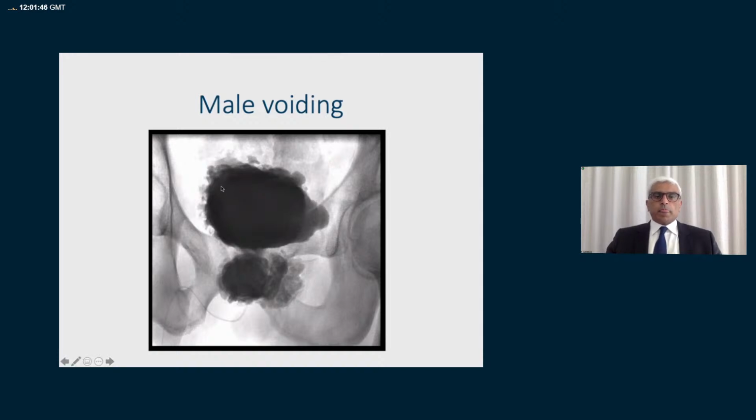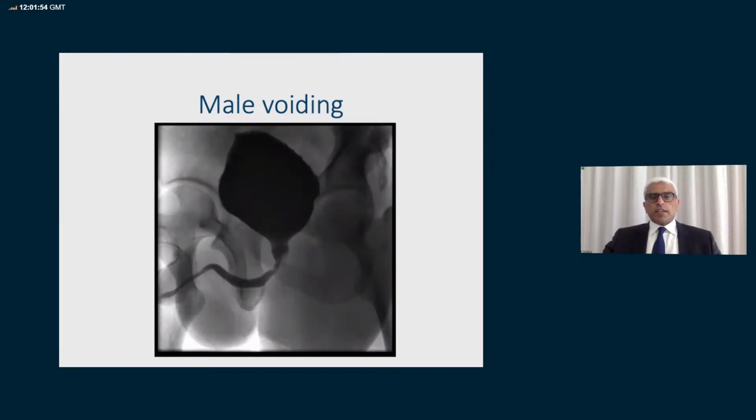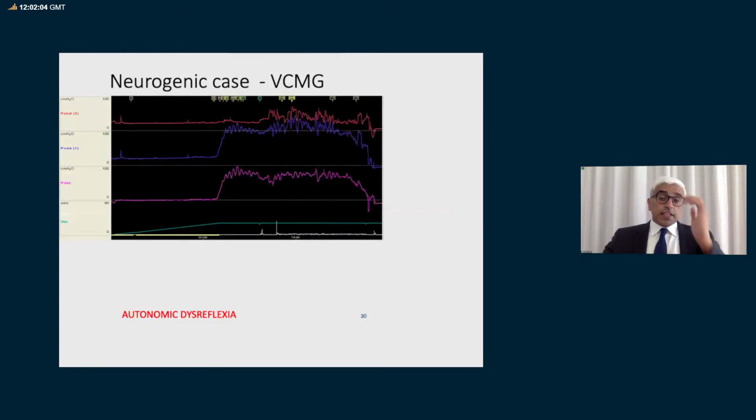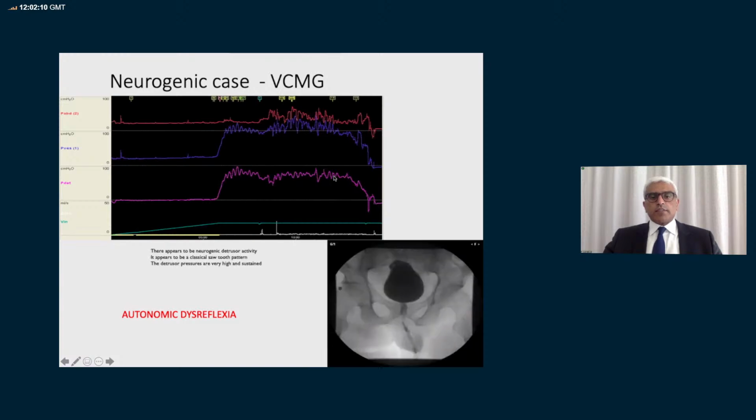Classical neurogenic patient, trabeculated bladder, and reflux into the prostatic part. This is again male voiding and probably it's got a dilated bladder neck, possibly a stricture at the bulbar level. What about the neurogenic cases? You see a classical sawtooth appearance of a neurogenic detrusor overactivity with sphincter dyssynergia, and I've put in autonomic dysreflexia in red because the patient has got an injury above the level of T6 and hence can have autonomic dysreflexia.